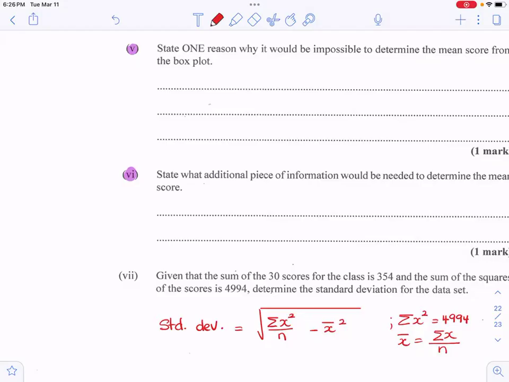Yes, ma'am. All right. Shazad, what is one good reason why it would be impossible to determine the mean scores from the box plot? What information is missing? Yeah, so we don't have the raw data, we only have the box and whisker plot.